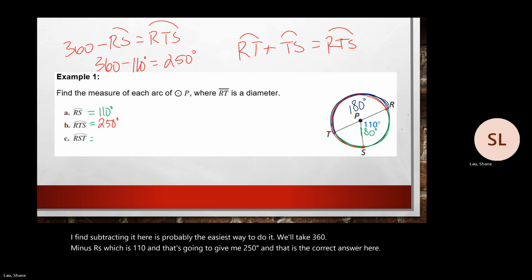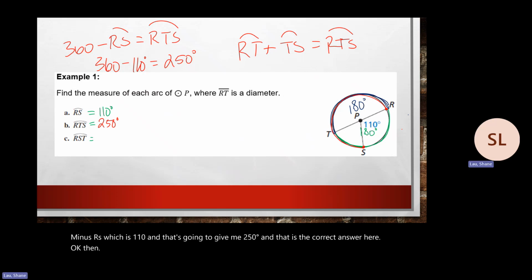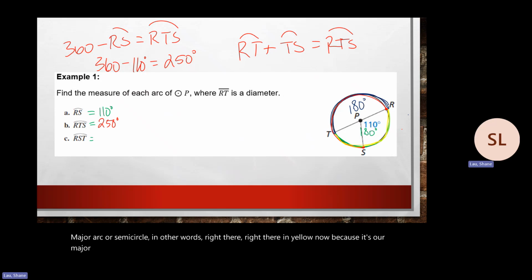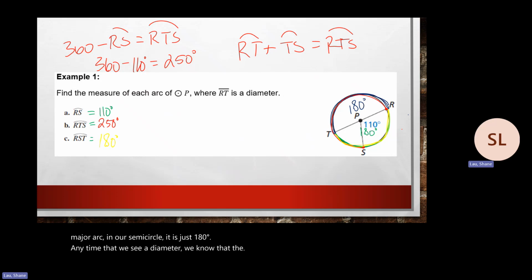Okay, then move on to the third part, RST. RST, again, is that major arc, our semicircle, in other words, right there. They're in yellow now. Because it's our major arc and our semicircle, it is just 180 degrees. Any time that we see a diameter, we know that the arc between the two endpoints is going to be 180 degrees. Make sure that you are aware of that.